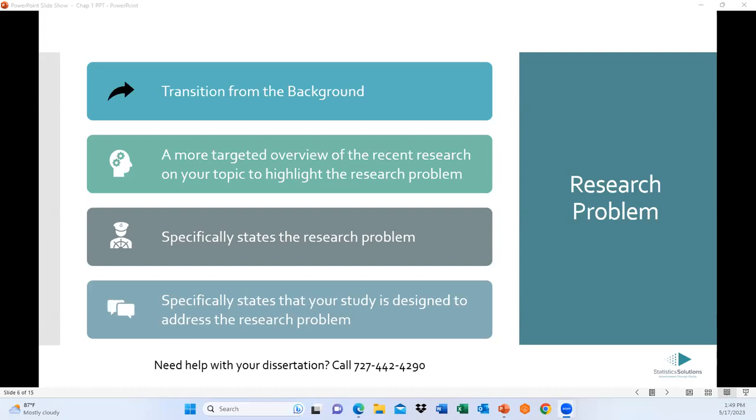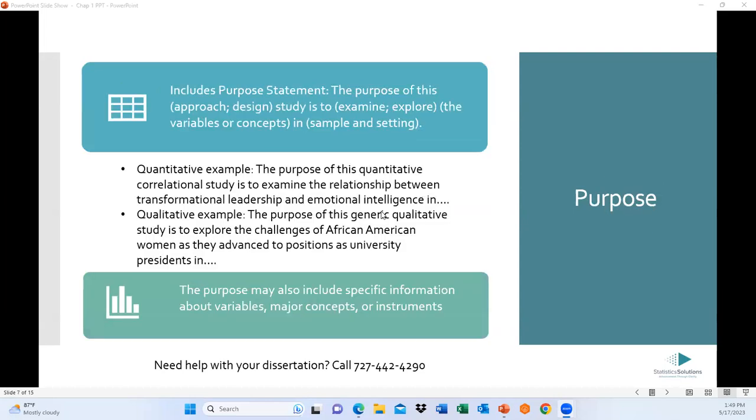Okay, what is the difference between the statement of problem and the statement of purpose? Well, the statement of problem is the research problem. The research problem is that we don't have enough qualitative research on why special education teachers leave the field. Okay, the purpose is more of what you're doing, not necessarily why, right? But what you're doing. The purpose of this quantitative correlational study is to examine the relationship.